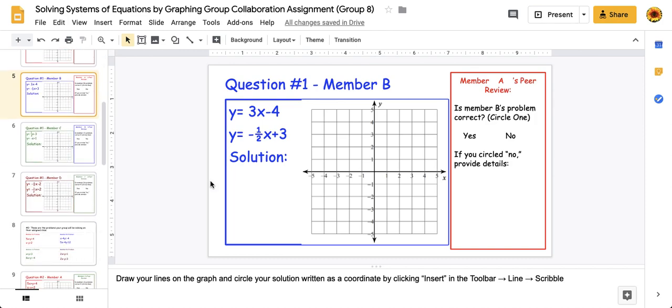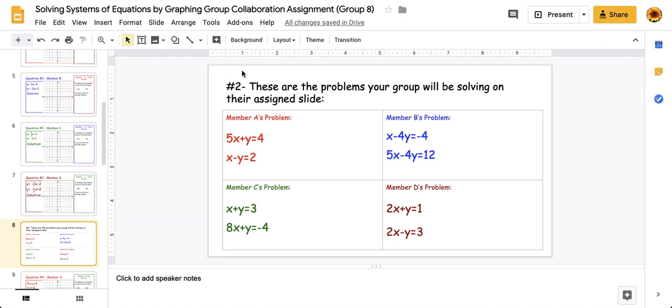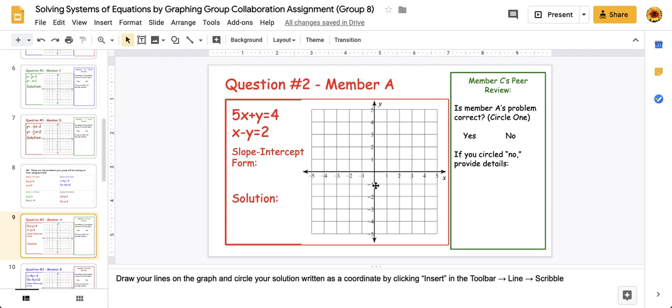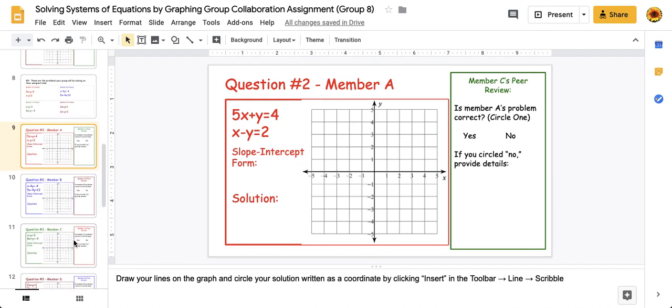There are 3 total questions. As you can see, question 2, here are my 2 problems that I am responsible for solving on this given slide. I recommend that you start by rewriting these 2 equations from standard form into slope-intercept form before graphing them. And then for this question, I am responsible for peer reviewing member C's answer.